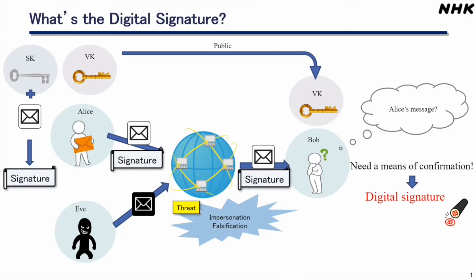The secret signature key is used to generate a signature for the message, which is sent with the message. Then, by the public verification key, Bob can verify the digital signature.